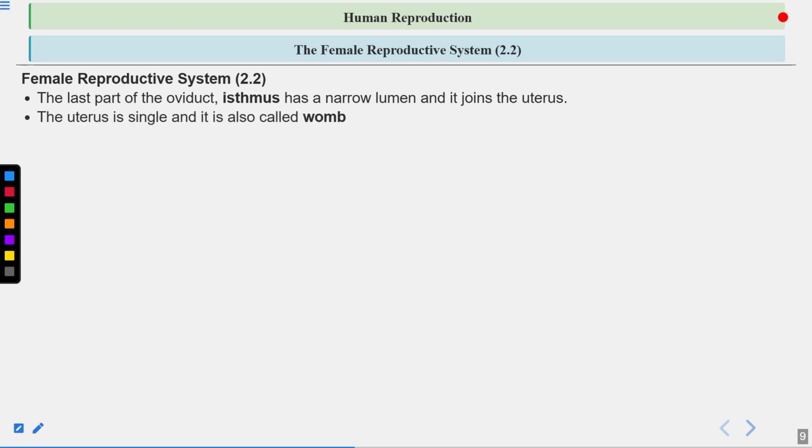So let's talk about the uterus. The uterus is single and it is also called the womb. In the uterus, fetal development occurs. When we talk about implantation, we will read that the blastocyst which is formed is implanted in the uterine wall, and then the growth of the fetus occurs. That's why the uterus is known as the womb: the growth of the fetus occurs in the womb.